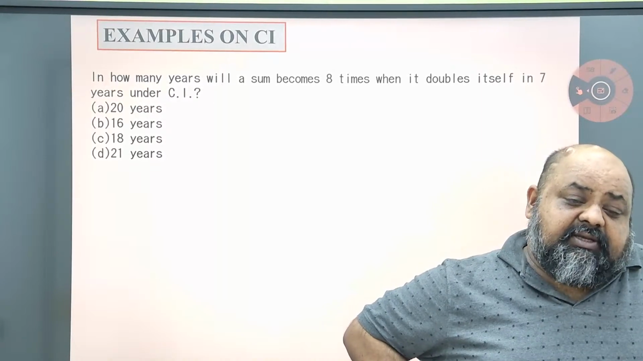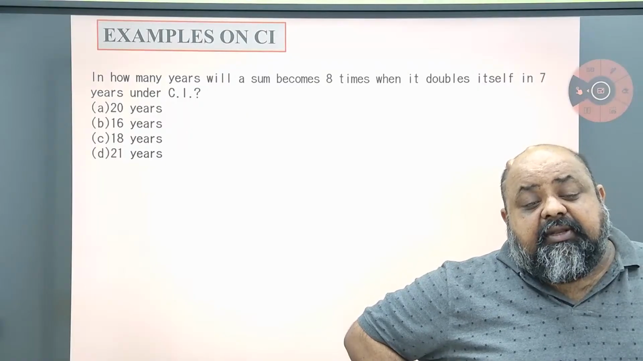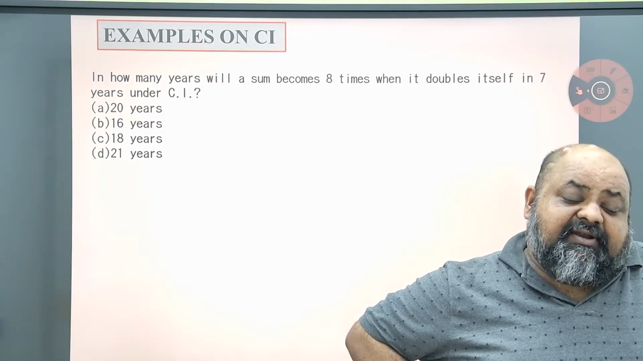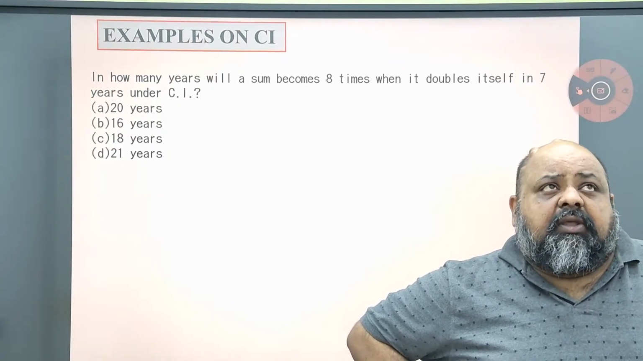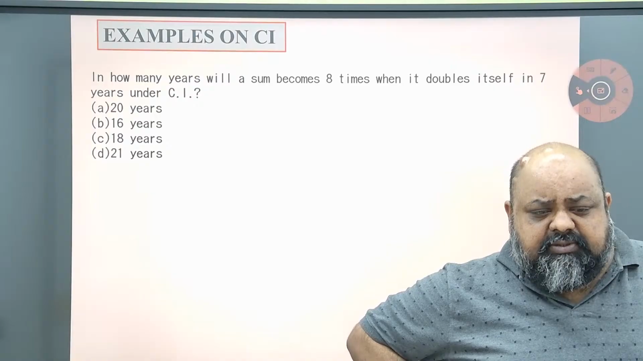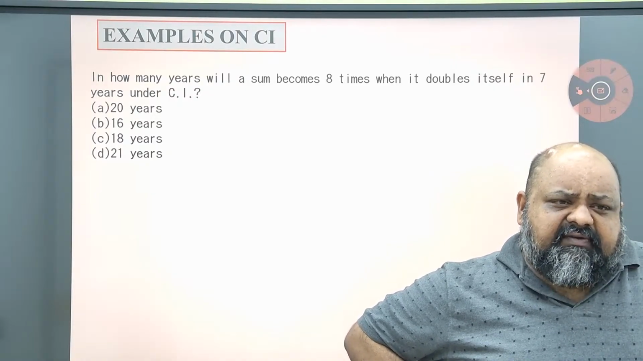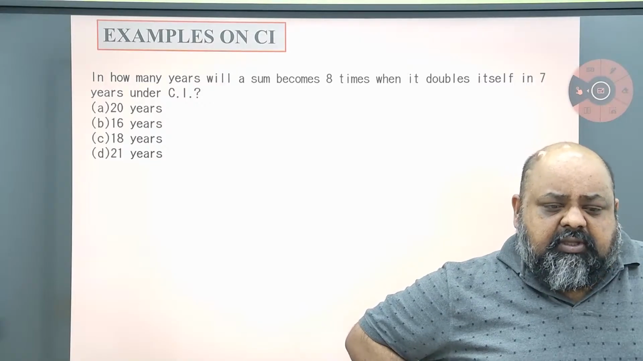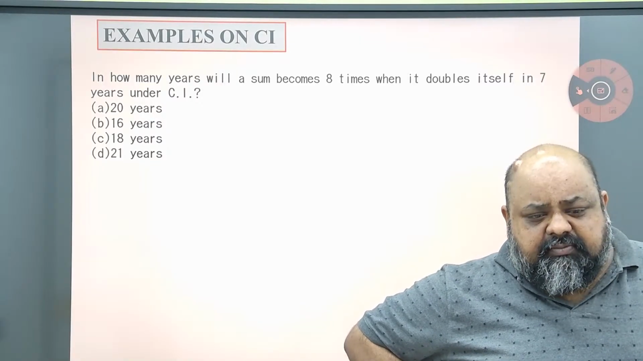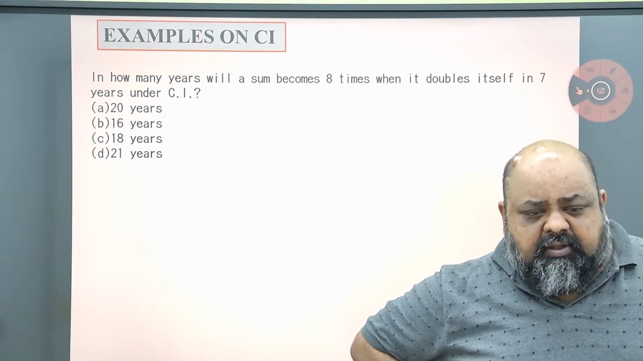So it says a sum of money doubles itself in 7 years. In how many years will it become 8 times? Now here I can say that every time I invest 1000 rupees, in 7 years it will become 2000 rupees. So if I invest 2000 rupees, in 7 years it will become 4000 rupees. If I invest 4000 rupees, in 7 years it will become 8000 rupees. So I think I have found a multiple of 8.